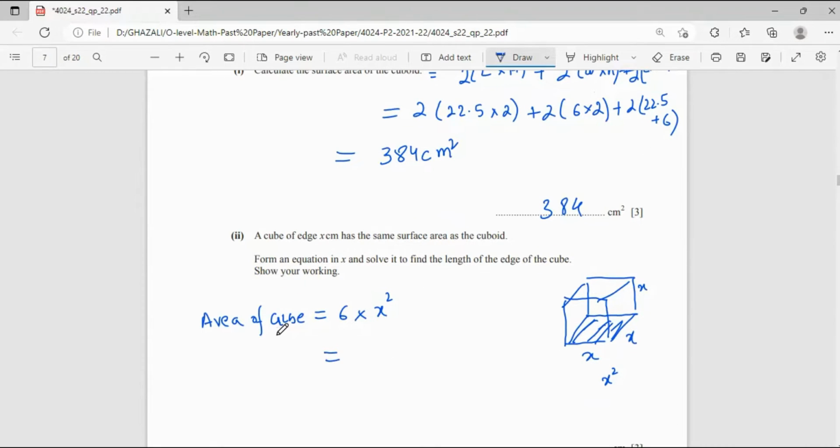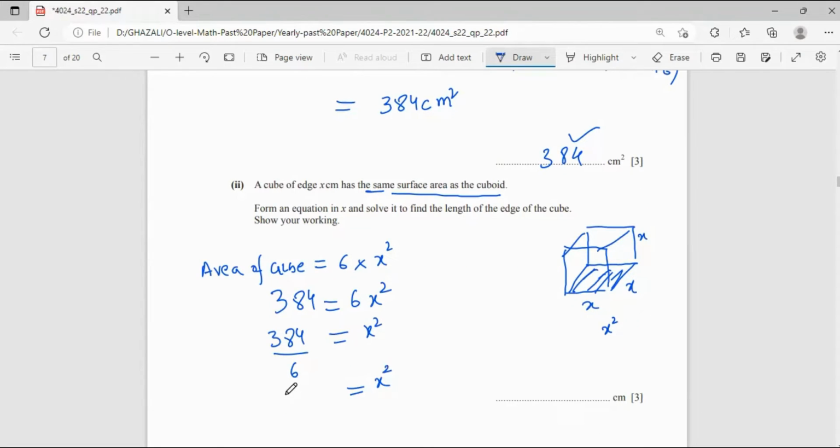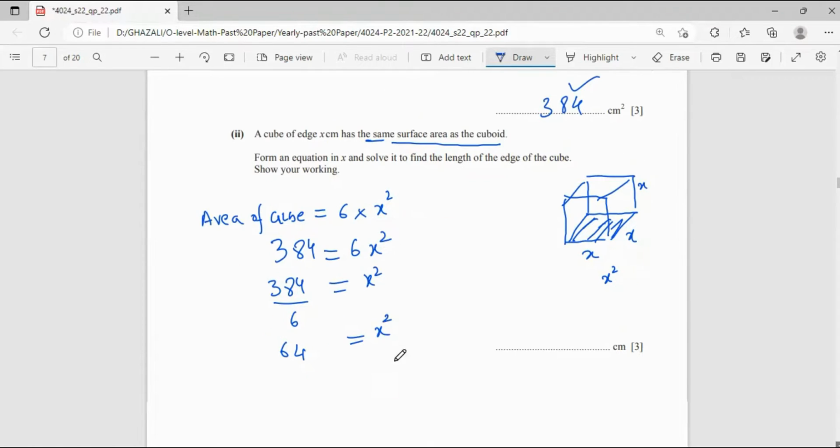Now this area of the cube is equal to the surface area given, 384. So 6x square equals 384. Now x square will be equal to 384 divided by 6, which is 64. Now take the square root. x equals 8 centimeter.